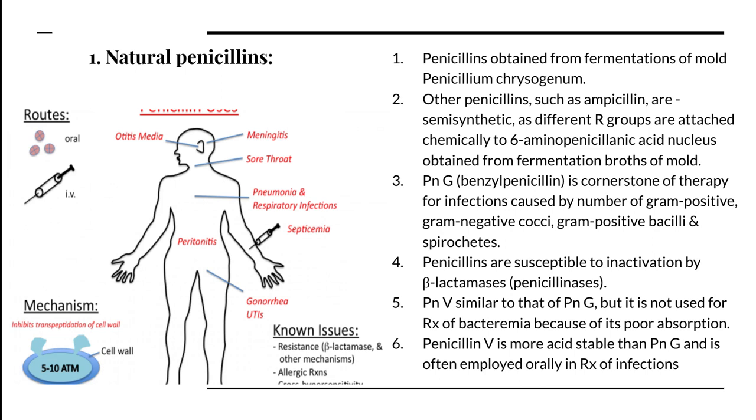Very good. But suppose I talk about ampicillin. Is ampicillin obtained from Penicillium chrysogenum? No. So over here, remember that though it is not obtained from Penicillium chrysogenum, if you talk about the R group present in ampicillin, there will be different R groups which are attached chemically to 6-aminopenicillanic acid, obtained from fermentation of broth of the mold. Are you getting the point? So mainly the R group is obtained from broth of mold, fermentation products.